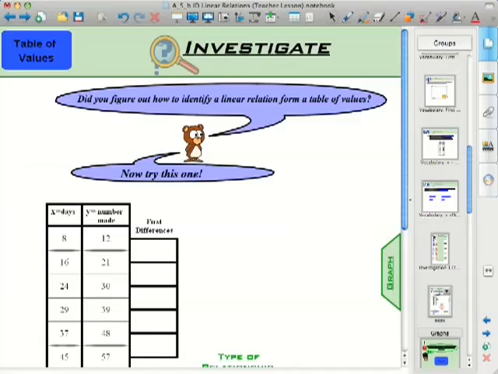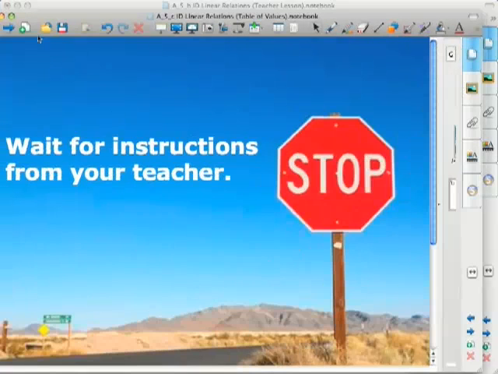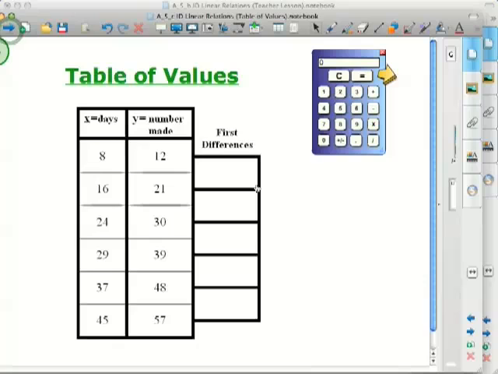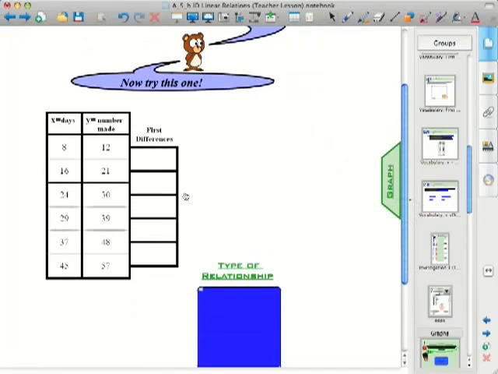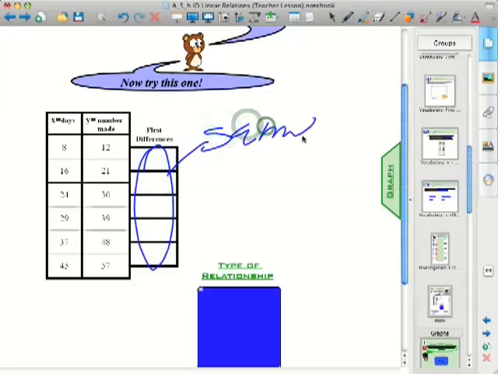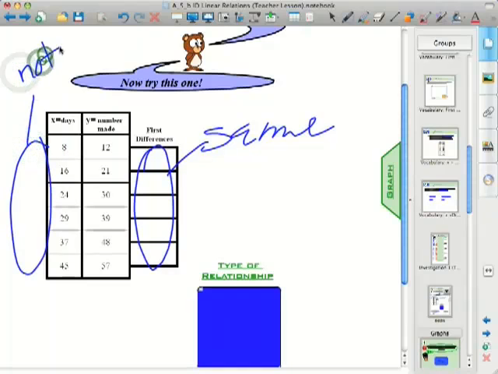This example also appears in their file, so I will instruct them to go to the next example. What's interesting about this example is that most students would go ahead and calculate the first differences, and they'll notice that these first differences are all the same. But what I've noticed over the years is that most students forget to calculate the x differences, in which case these x differences are not the same. And so the majority of students would agree that this relationship is linear.